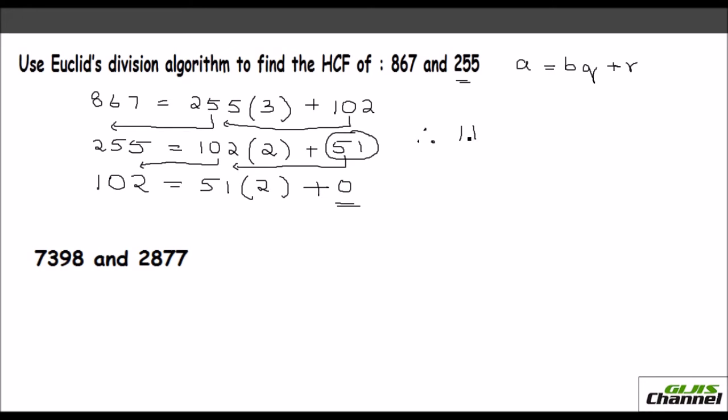So simple, right? However big the number is, you can use Euclid's division algorithm and get the answer within minutes without much thinking or calculation. So your HCF is this.